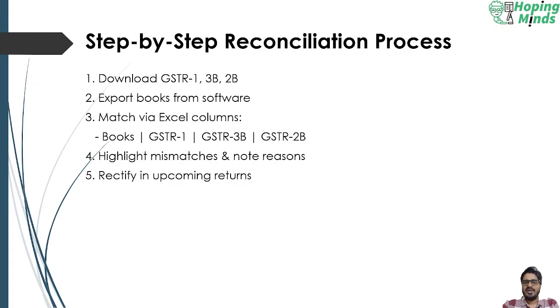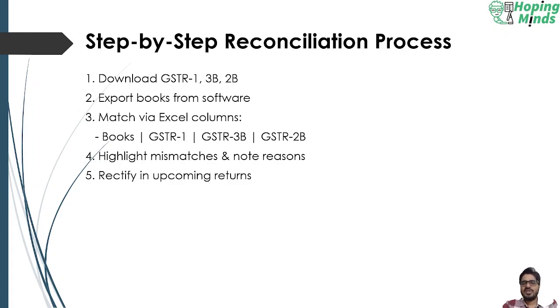Next, we have to export the different ledgers and registers from our books of accounts like sales register, purchase register, then ledgers of duties and taxes, that is CGST, SGST or IGST. Then we can start the reconciliation process by matching the sales data reported in GSTR 1 with the books first. Then we have to match the sales data as reported in GSTR 1 and as reported in GSTR 3B return. Also, the corresponding tax amount between GSTR 3B, GSTR 1 and the books of accounts must match with each other.